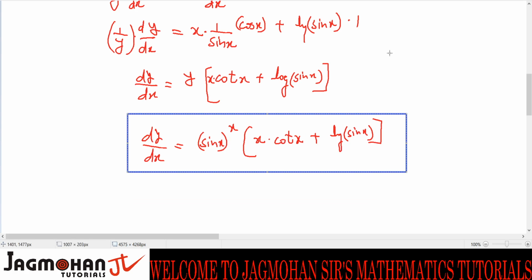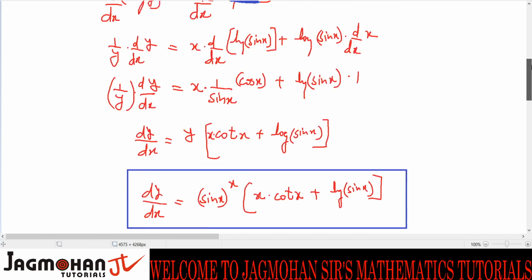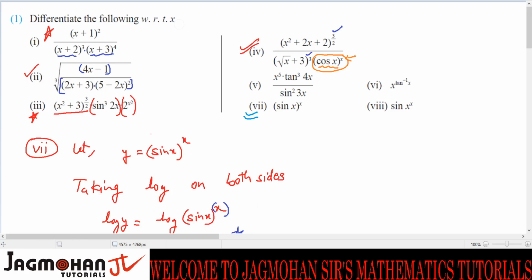Okay, thank you. Now some problems for you. I solved this sin x the whole raised to x. Problem number 6 is for you to practice. What will you be doing here, students? You will begin with writing y equals x raised to tan inverse x.